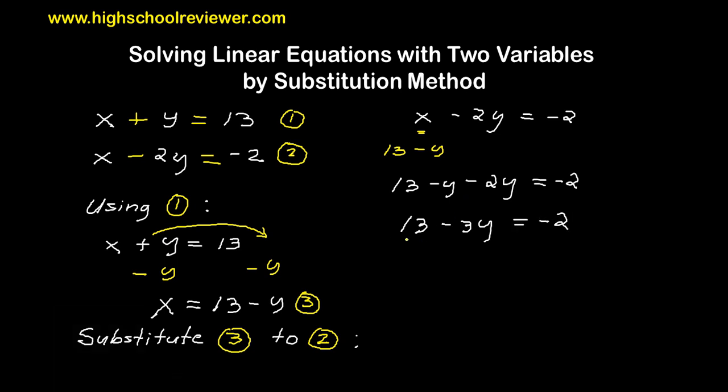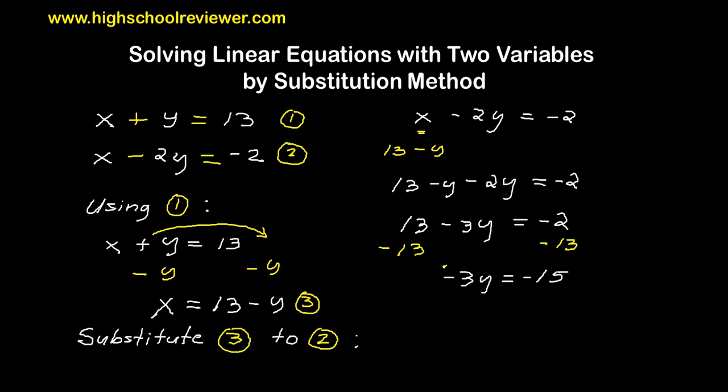We need to cancel out 13 on the left. To cancel this, we will just subtract 13 on the left and subtract 13 on the right. Positive 13 minus 13 is 0. We will just bring down negative 3y. And this will be negative 2 minus 13. This is negative 15. To find for y, we need to cancel out negative 3 on the left.